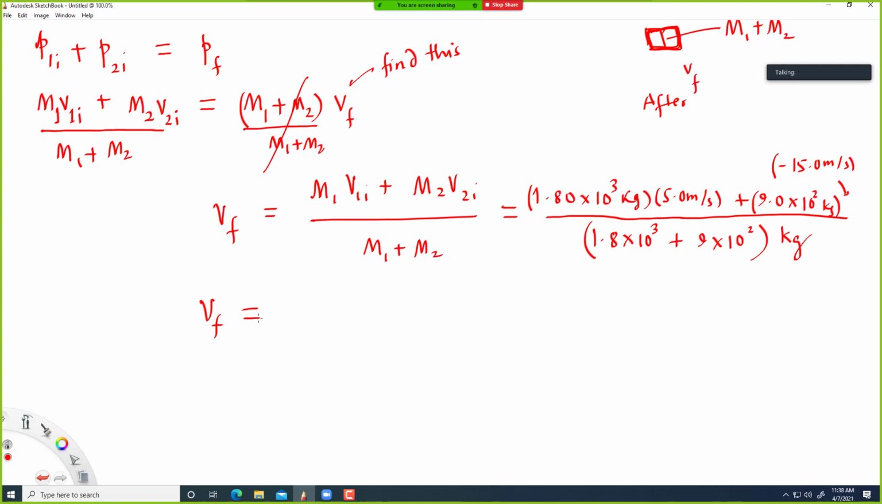Does anyone have the answer for this? Negative 1.67, unit is meters per second. You got the same answer?